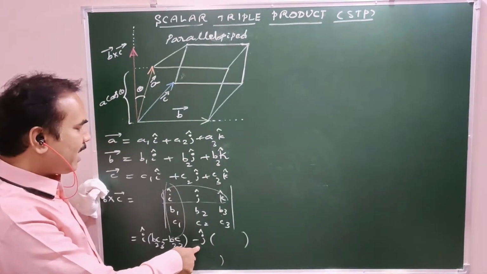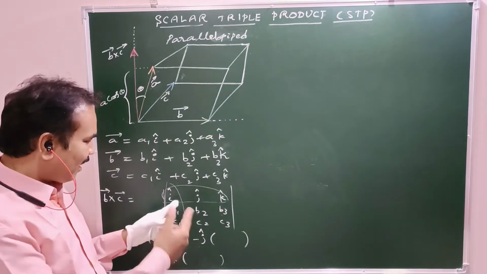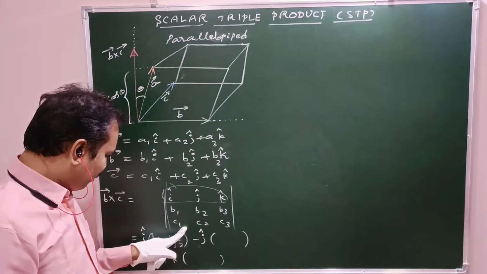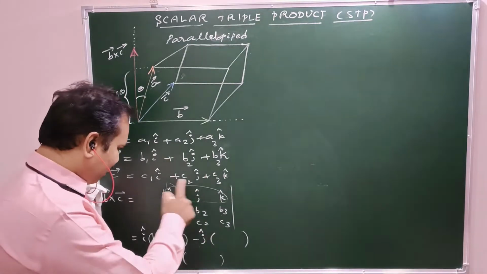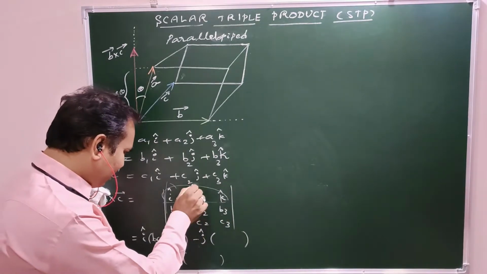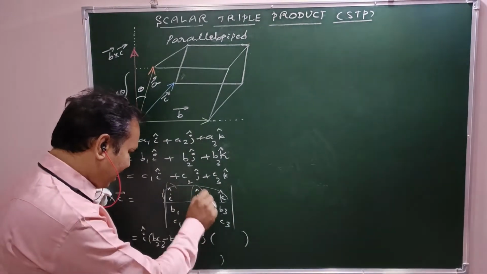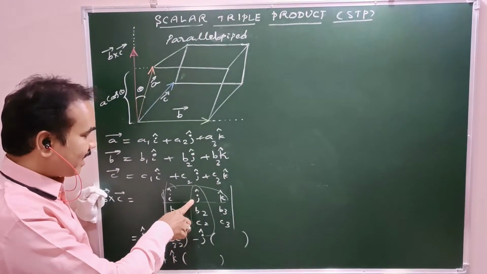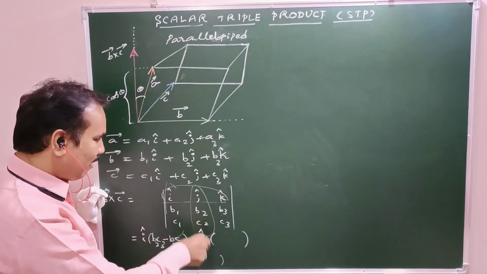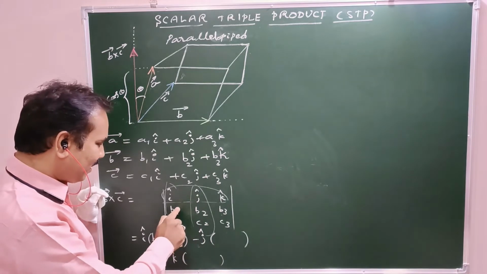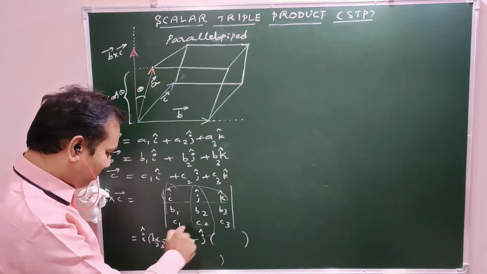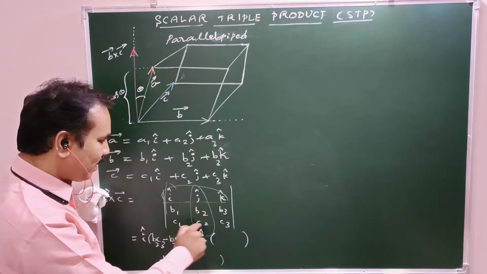This time, exclude the row and column containing j cap. Like j cap is somewhere here. Exclude the row and column containing j cap. That is, we are left with all these four components, that is B1, B3, C1, C3.